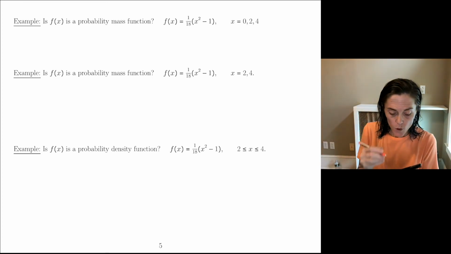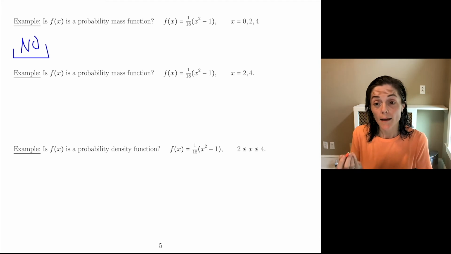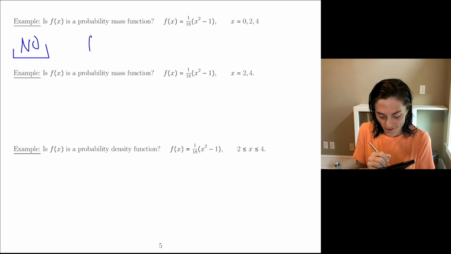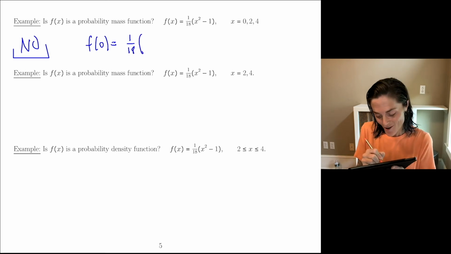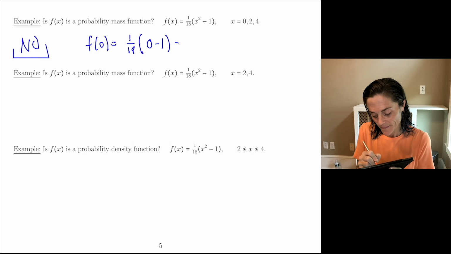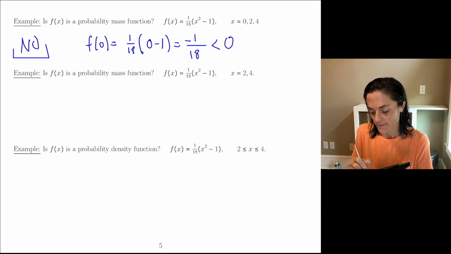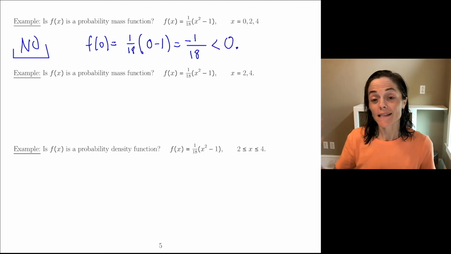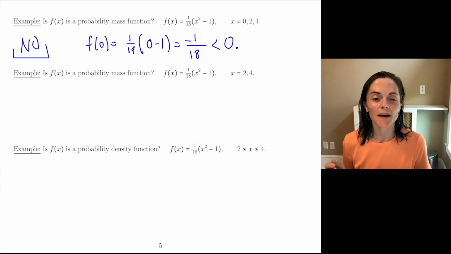Immediately, I know this first one is a no. Why is that? Well, you notice that f of 0 is 1 over 18 times 0 minus 1. This is negative 1 divided by 18. We will not see a negative value for a probability mass function. Okay, no.